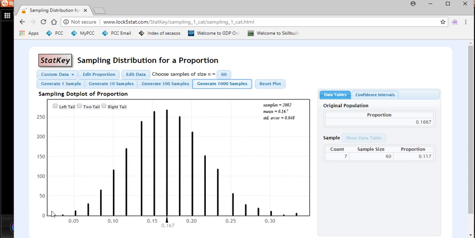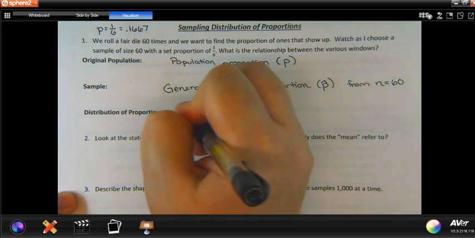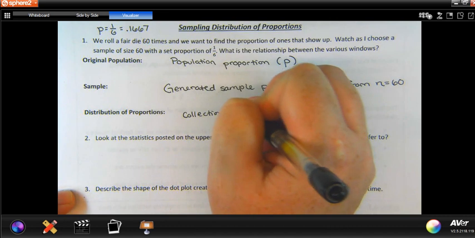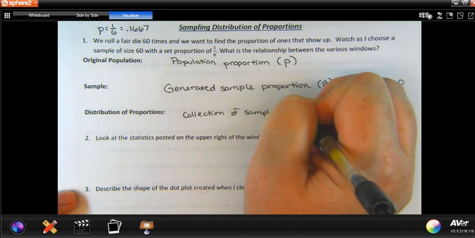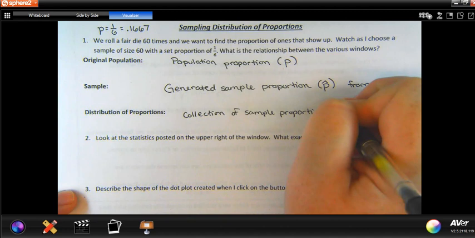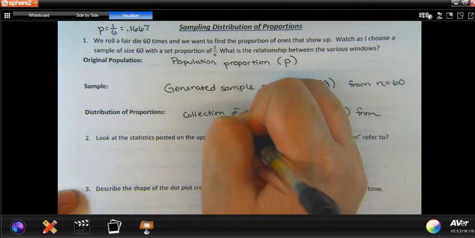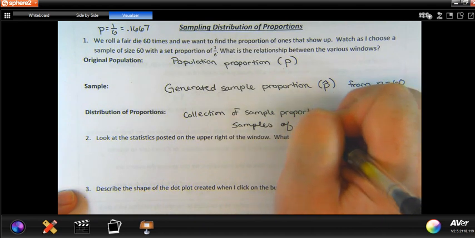And what we end up with here is this sampling distribution of proportions. That's our third window. It's a collection of sample proportions, meaning it's a collection of those p-hat values from samples of size 60.